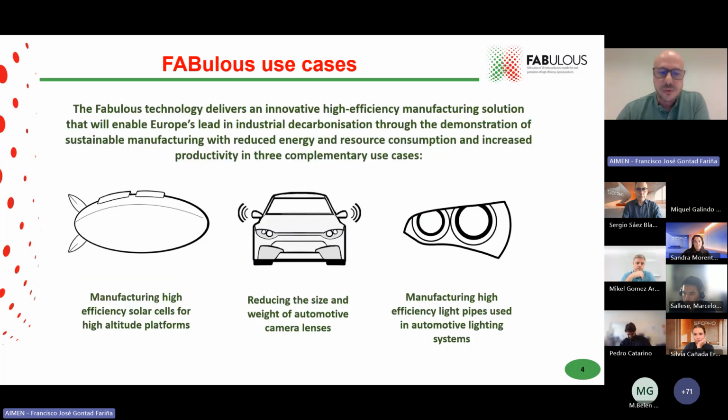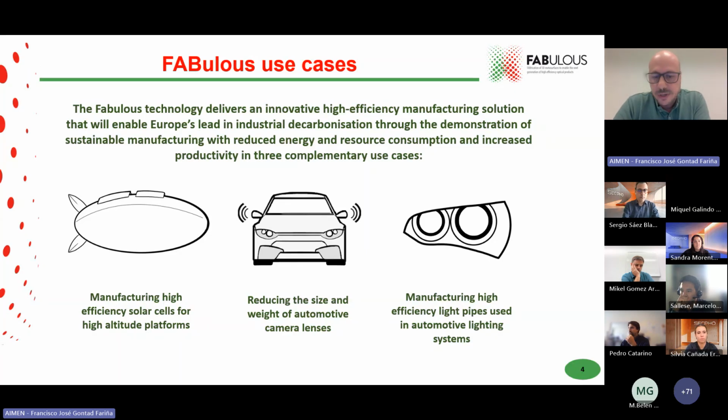As I mentioned, we have 3 different use cases. The first of them is based on the manufacturing of high-efficiency solar cells for high-altitude platforms. The idea in this use case is to fabricate metal surfaces that can enhance the way that light is used in these solar cells. If we fabricate more efficient solar cells, we can reduce the amount of time that these high-altitude platforms, which are used for broadband communications, have to descend from this high altitude to be refueled. So by enhancing the efficiency, we can reduce the amount of fuel that is used for these high-altitude platforms.